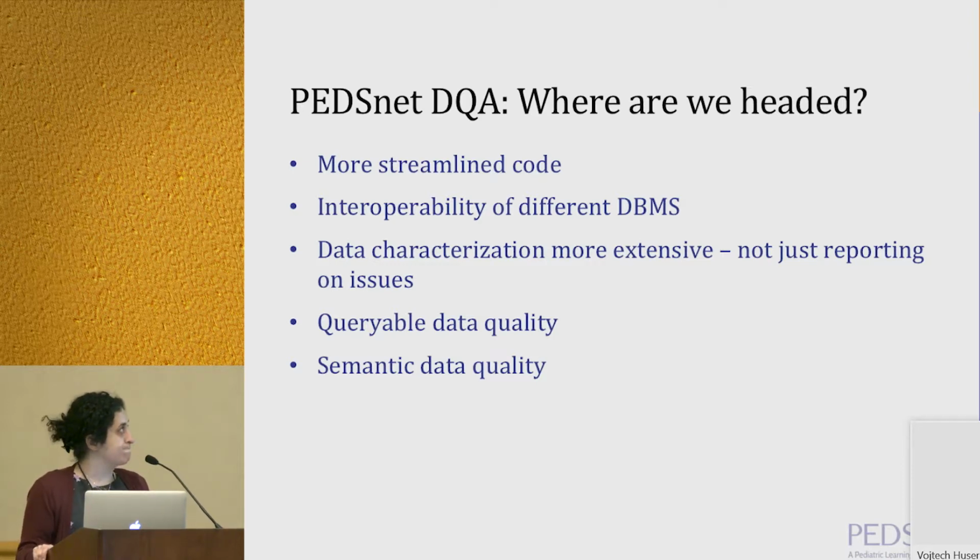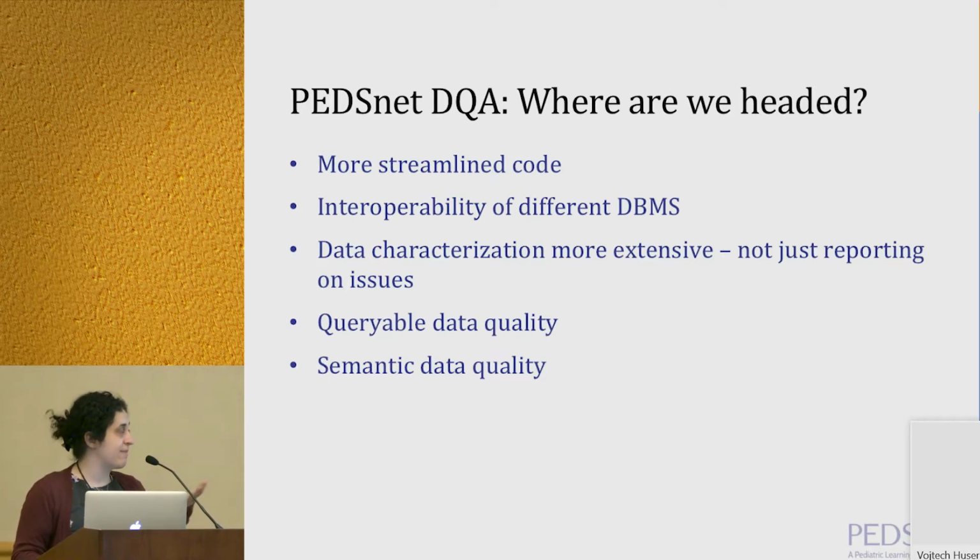Right now, what we get are issues that are generated, problems with the data. What we'd like is more of a data characterization approach, seeing, well, what is in your data besides just what we find problematic.